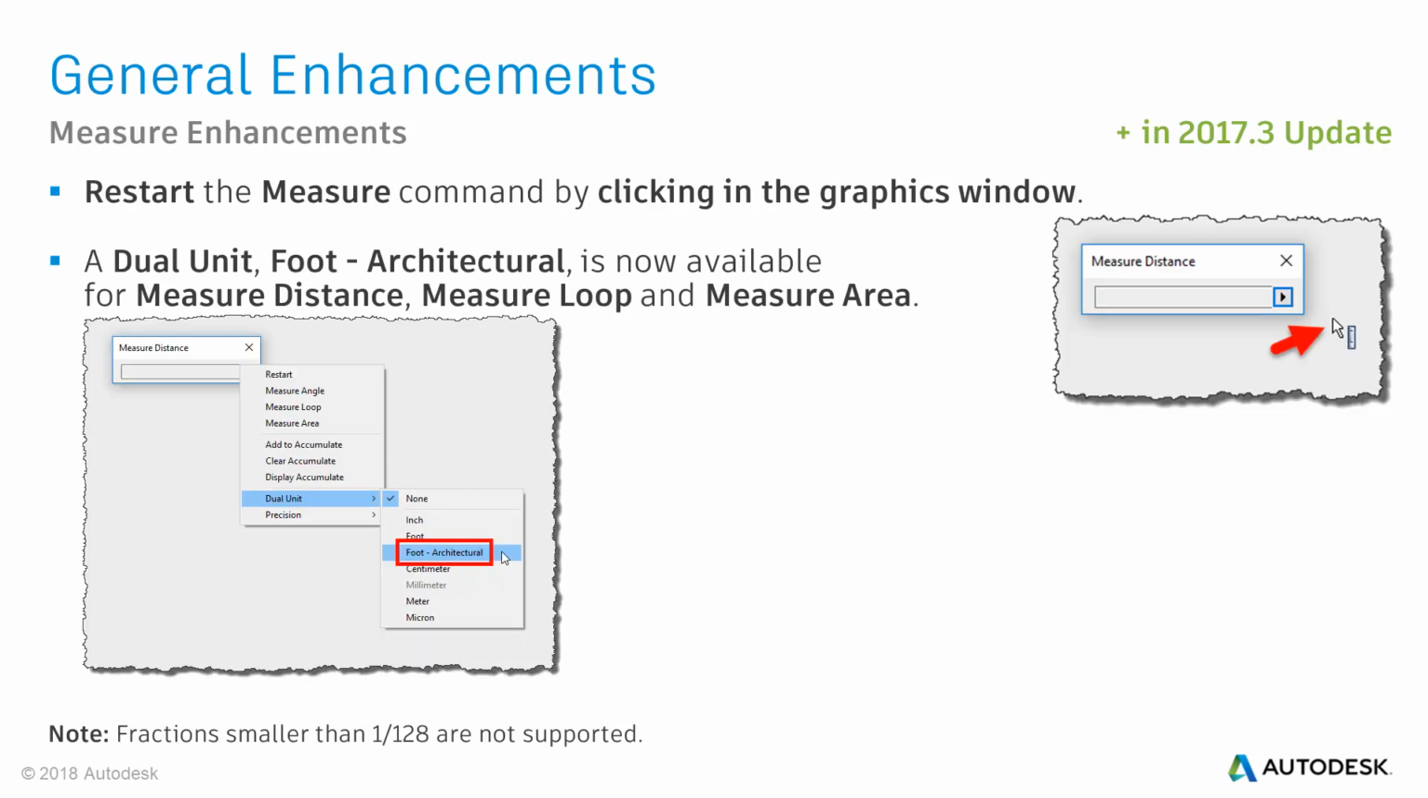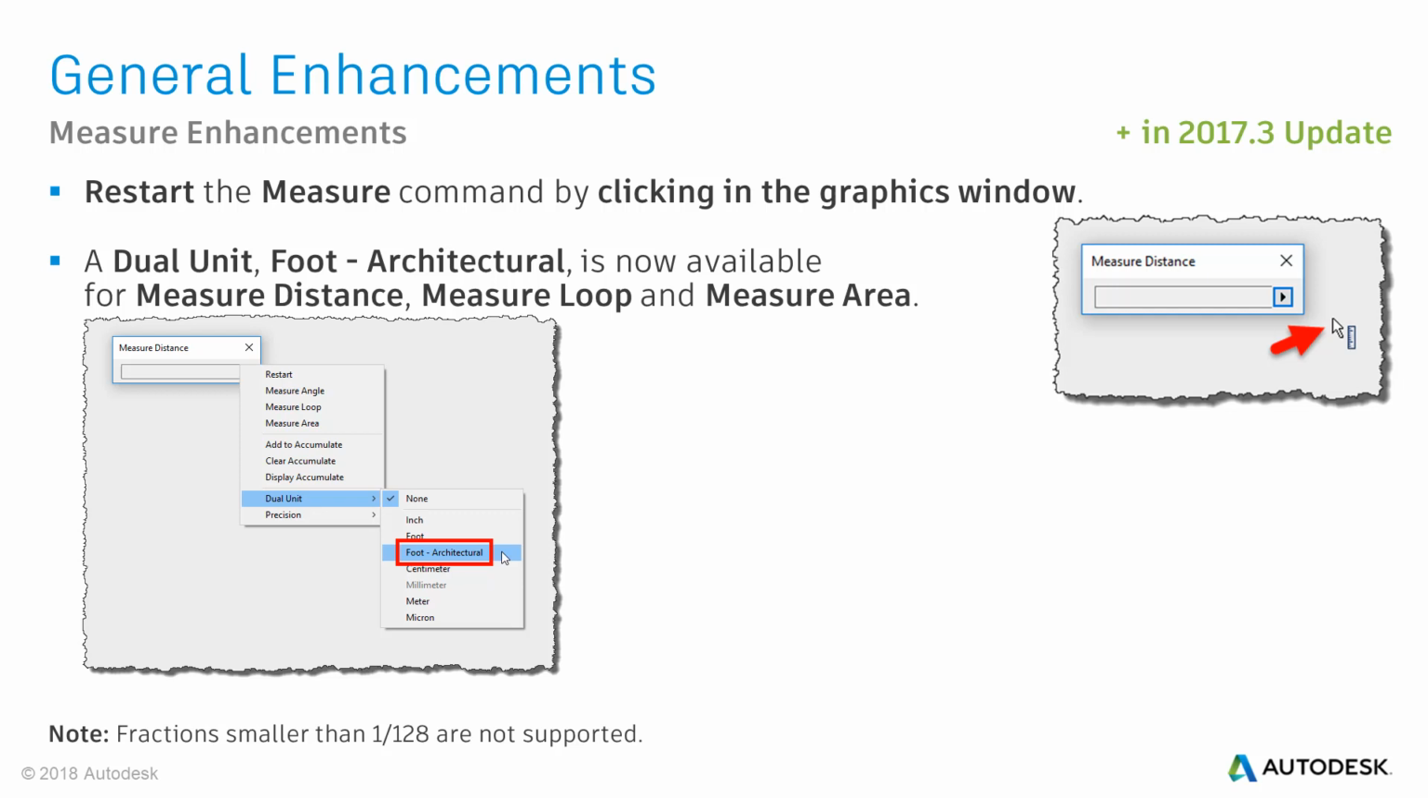This is really a tricky improvement. You can now restart the measure command by simply clicking in the graphics window. The workflow is: start the measure command in your preferred way and measure, for example, a distance. When you come to the point to reset the measured values, stay in the measure dialog and click somewhere in the graphics window. The values are reset.